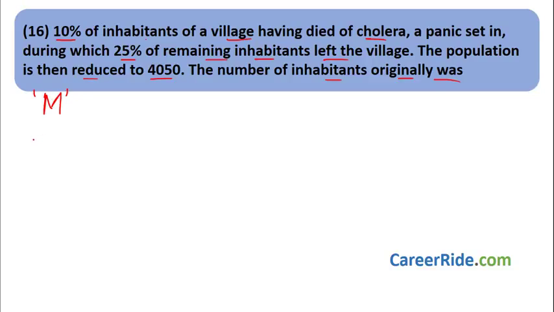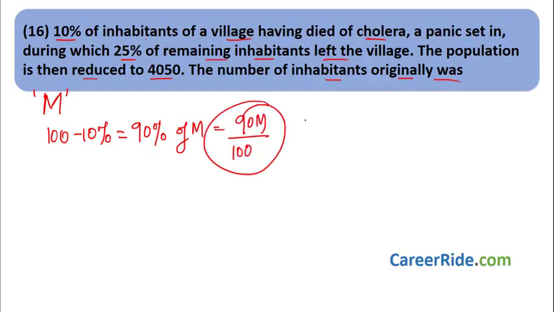10% died of cholera. So how many remain? 100 minus 10%, so 90% remain. That is 90% of M. So the population that remained was 90M upon 100. Now what have they given? Out of the remaining, that is out of this 90M upon 100, 25% left the village. If 25% left, how many percent are still remaining in the village?